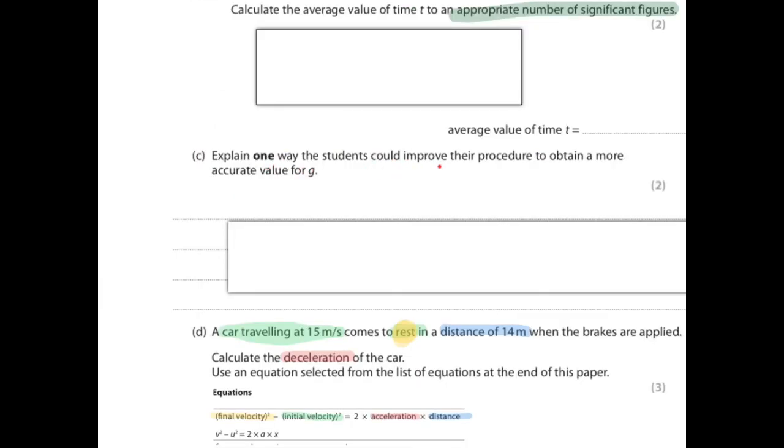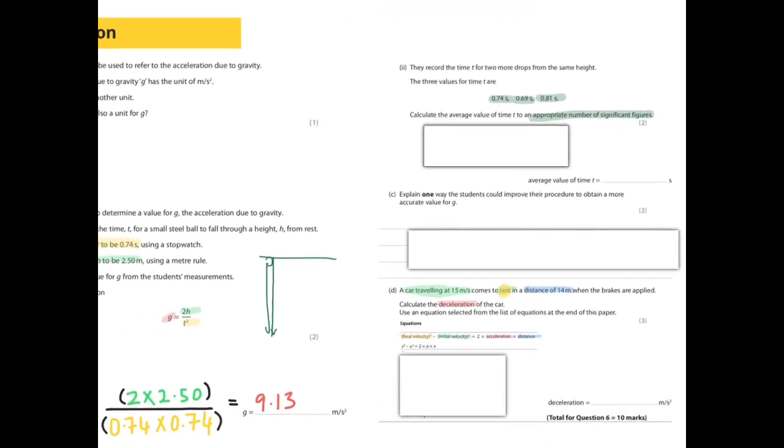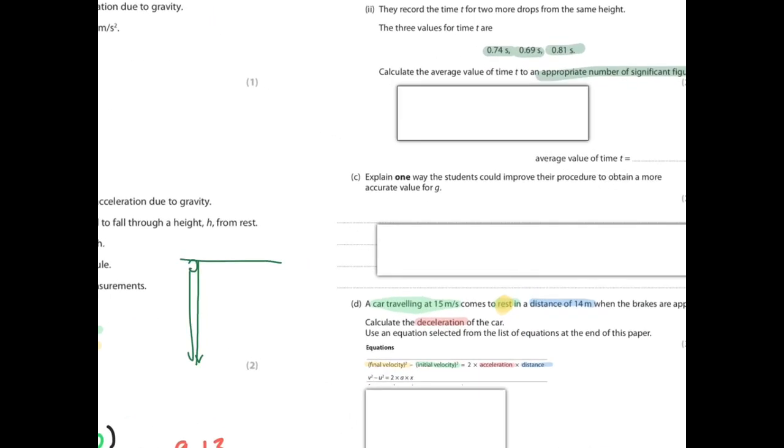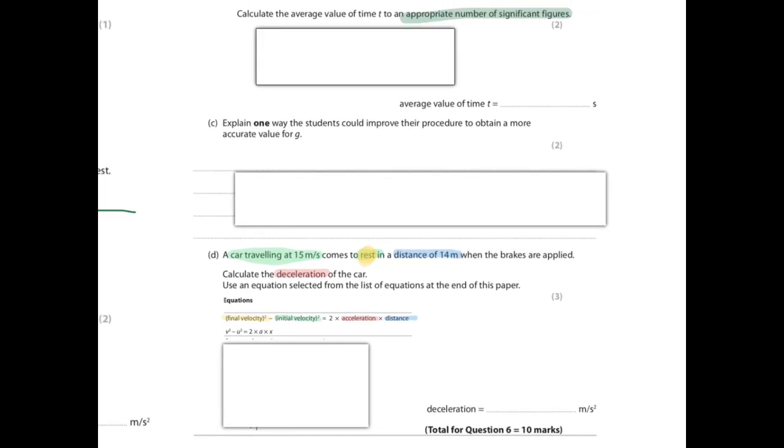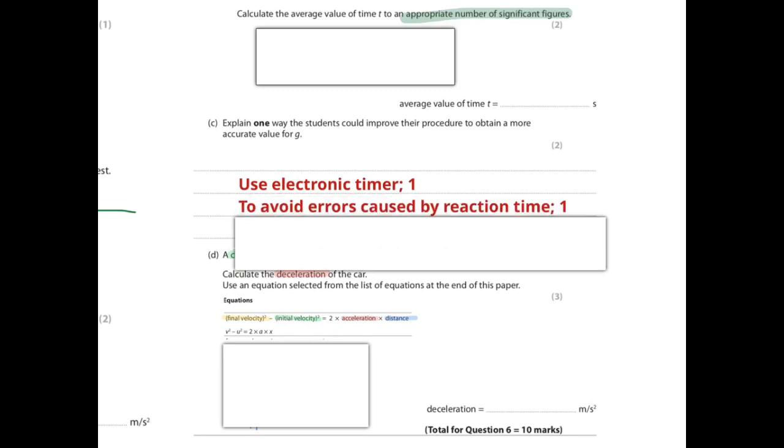Explain one way the students could improve their procedure to obtain more accurate values of g. Now the biggest issue here is they're using a stop clock and therefore they're relying on human reaction time, which can be very variable. So it might be better to get an electronic timer or a computer activated timer, something like that. So use an electronic timer to avoid errors caused by reaction time. Notice how this is an explain question, so you have to state the difference you'd make and then give a reason for that, to avoid errors caused by reaction time.